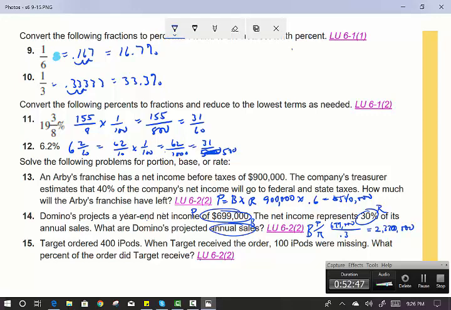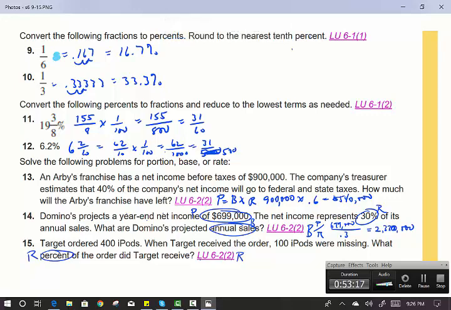Okay, number 15. Target ordered 400 iPods. When Target received the order, 100 of those were missing. What percent of the order did Target receive? Okay, so 100 were missing, meaning 300 only arrived. We're looking for the percentage. What percent of the order did Target receive? So what percent? That's going to be my, excuse me, it's going to be my rate.